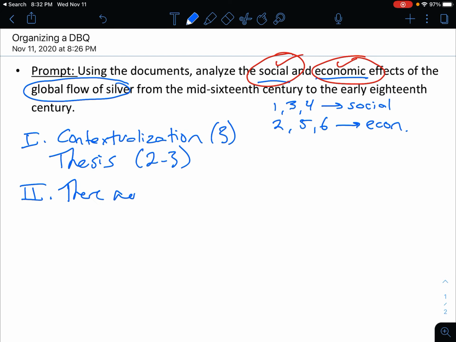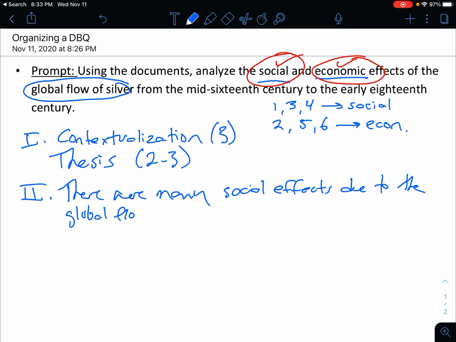So my second paragraph, my topic sentence might be, there were many, I'm going to write fast and sloppy, social effects due to the global flow of silver. And here I don't need to be as specific, right? That's just in my thesis that I have to be specific. Topic sentences I can be a little bit vaguer. Many social effects due to the global flow of silver, comma, as seen in docs 1, 3, and 4, period.